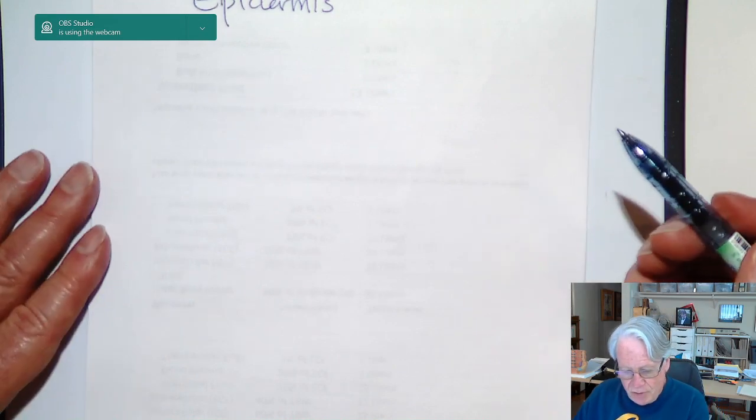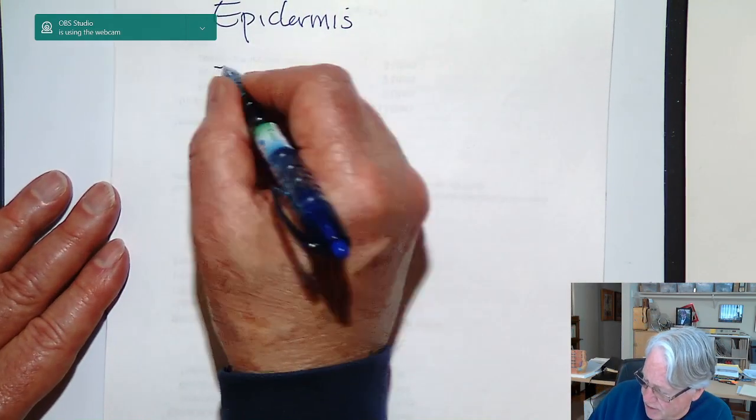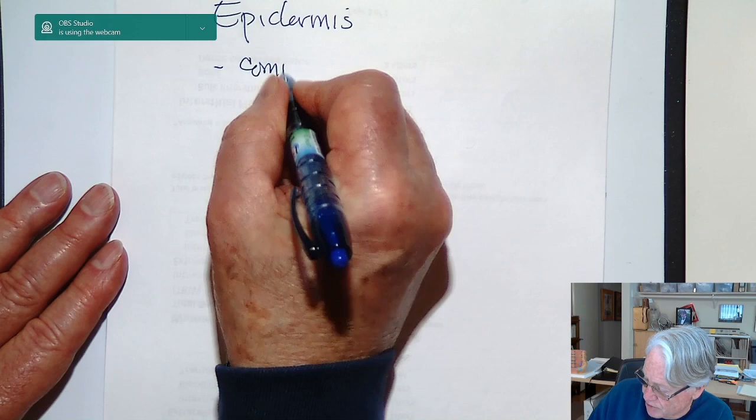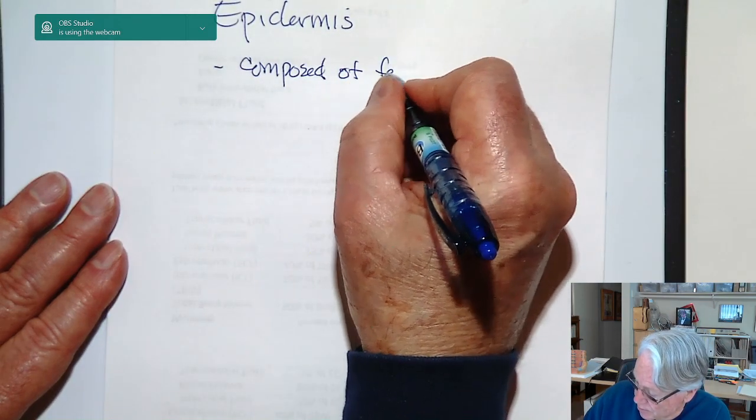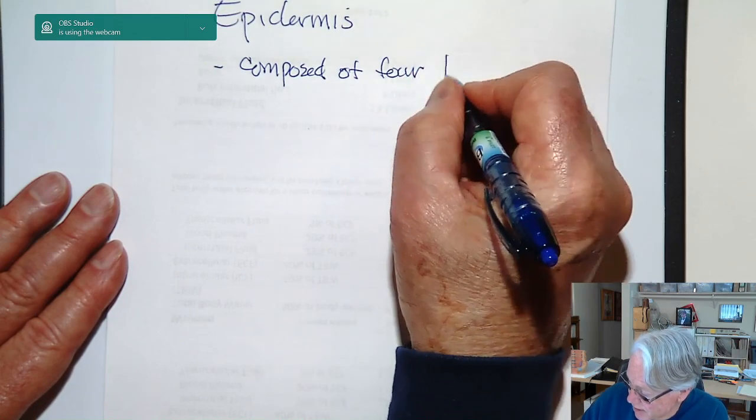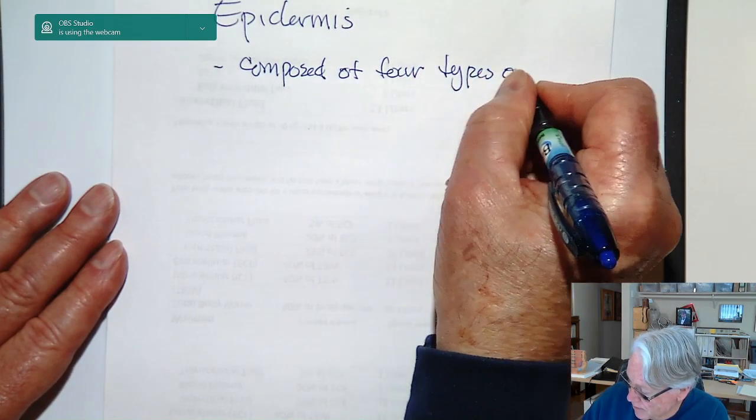All right, so when we look at the epidermis, we find that it is composed of 4 types of cells.